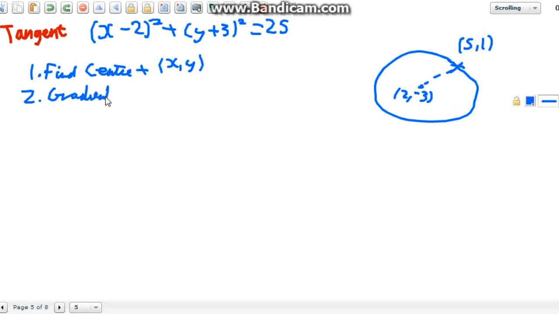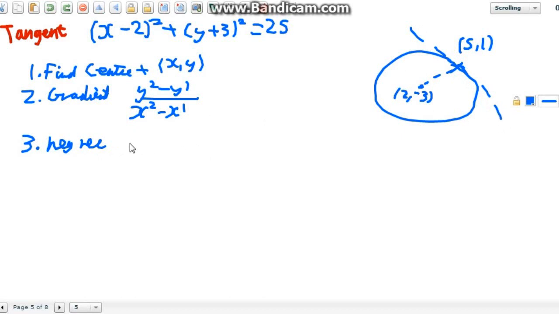Gradient. If you remember from the coordinates video I did, you can use y2 minus y1 over x2 minus x1, and that'll get you the gradient. Step 3, we want to do the negative reciprocal of that gradient to get you the gradient of the tangent. And step 4 is you use your equation of a line, y minus y1 equals m(x minus x1), and that will give you your equation of a tangent.